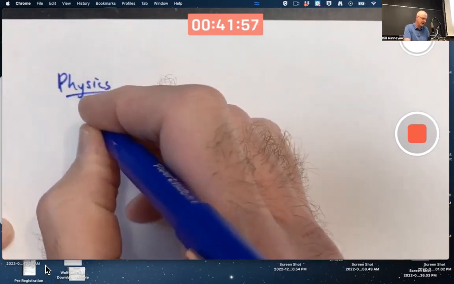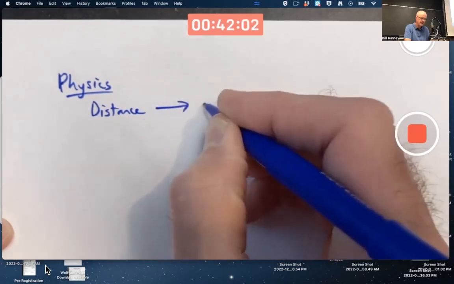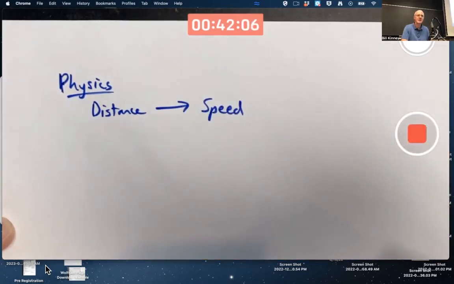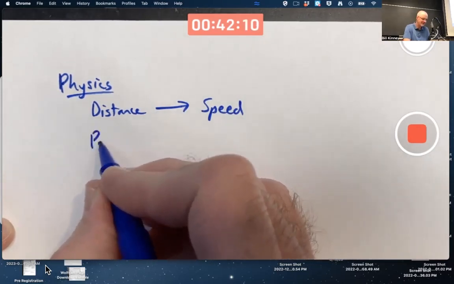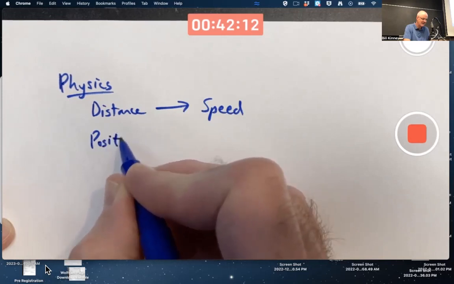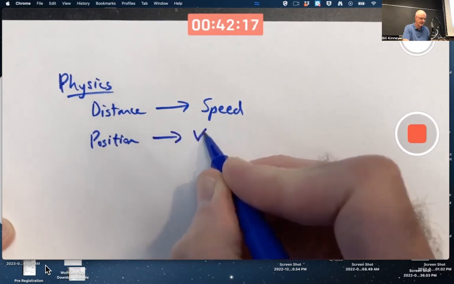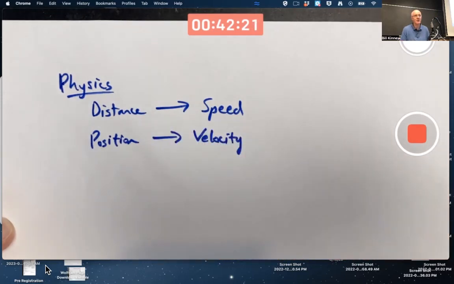If we're given a function representing distance, can we find speed? How fast are you going? On the other hand, if you're given a function that represents position, which is not the same as distance, can you find the velocity, which is not the same as speed? They're related concepts, but they are different.